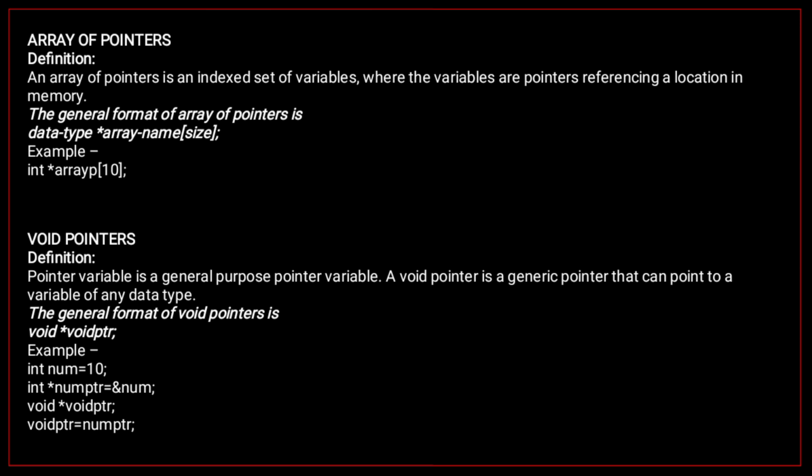Next is void pointers. A void pointer is a general purpose pointer variable. A void pointer is a generic pointer that can point to a variable of any data type. Now this is the general format of a void pointer: void star void_ptr, semicolon. In this format, void is a keyword and void_ptr is declared as a pointer of void type. See the example: int num = 10; int *num_ptr = &num; void *void_ptr; void_ptr = num_ptr; So this is the example of how to use a void pointer.